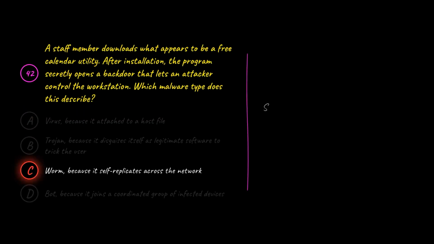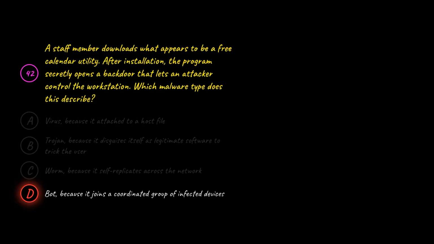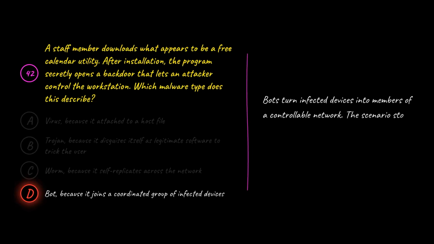C is wrong because self-replication across the network is the signature of a worm, which is not what this scenario shows. D is wrong because bots turn infected devices into members of a controllable network. The scenario stops at backdoor access, not botnet membership.